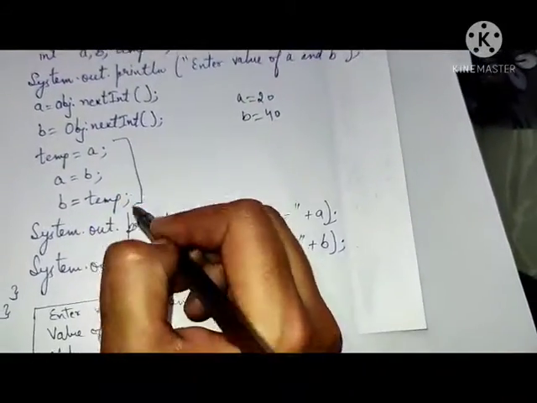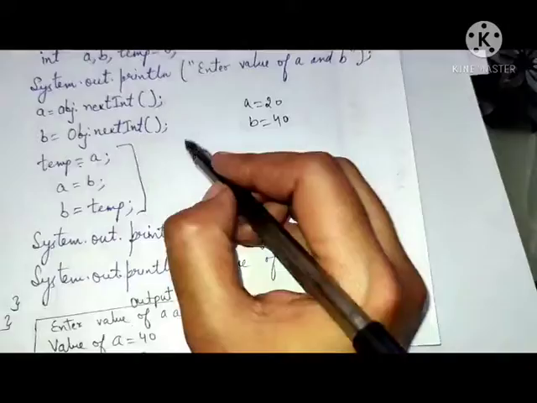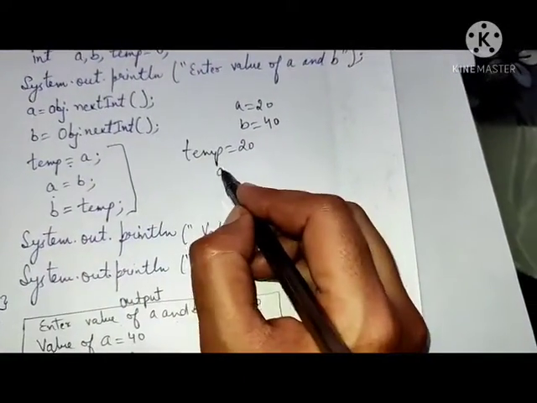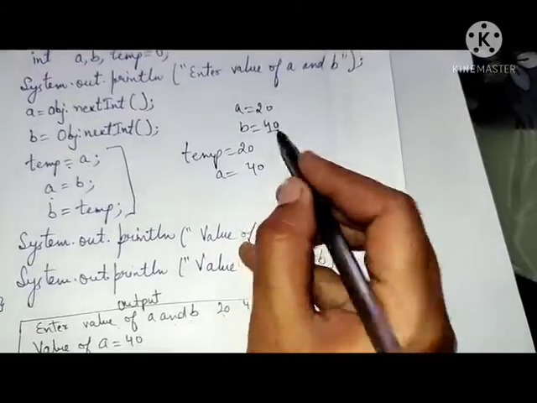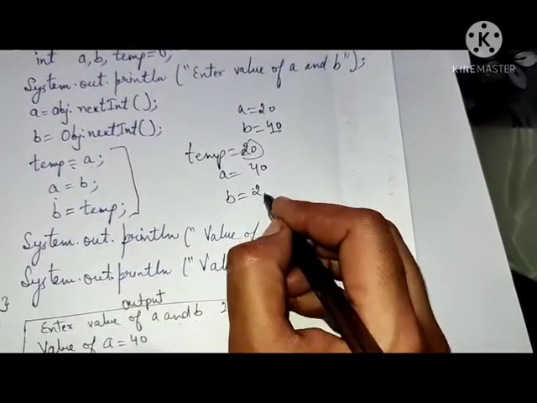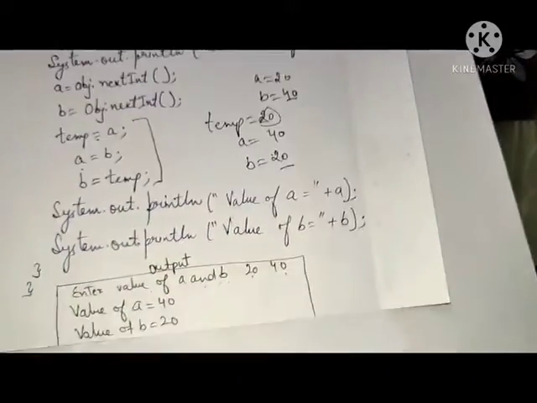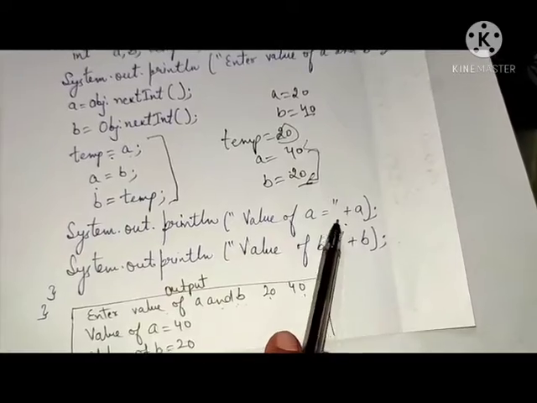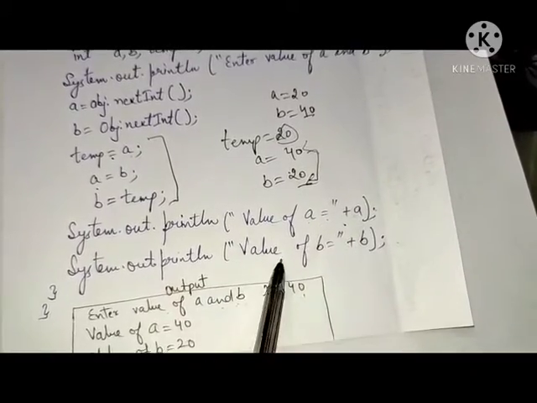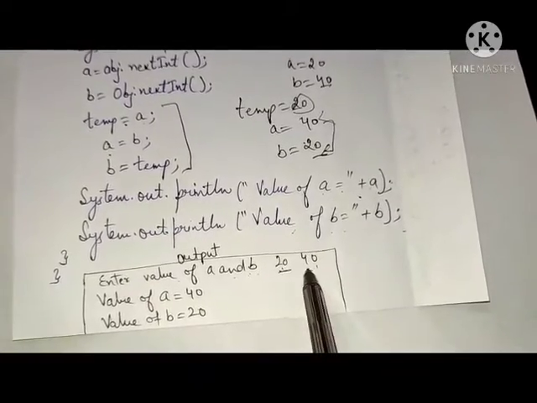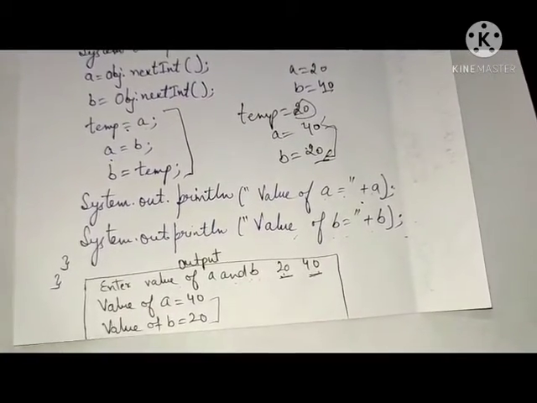After that, this is the code for swapping. temp = a. Now temp contains 20, and a = b, so A contains 40. Again b = temp, so B contains 20. Now the values are interchanged. So now it's time to print the result. Value of A is equal to A, B is equal to B. If you are entering 20, 40, then the result is 40, 20.